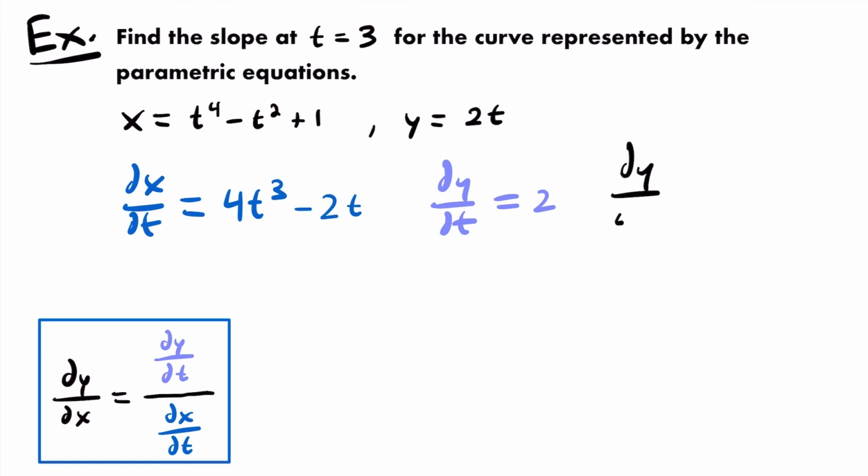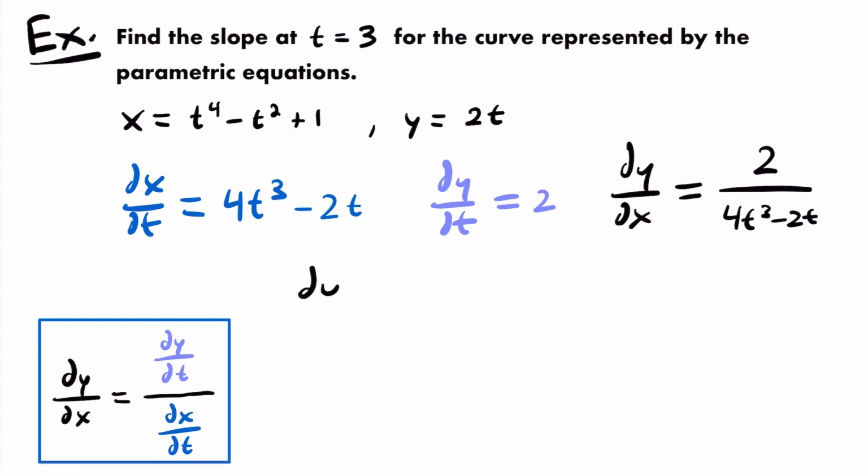And so dy/dx will be equal to dy/dt divided by dx/dt. So we'll have 2 divided by 4t cubed minus 2t. All right, so that's dy/dx, our derivative for these parametric equations. Now what we want to do, in order to find the slope at t equals 3, is plug in that value of 3 for t in this derivative. And that will give us the slope at that value of t for the curve represented by these parametric equations.